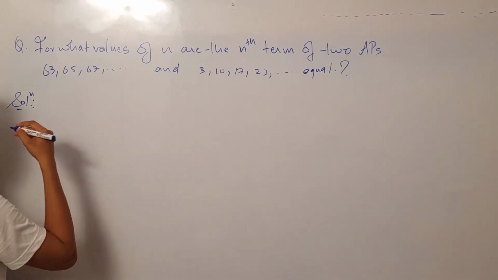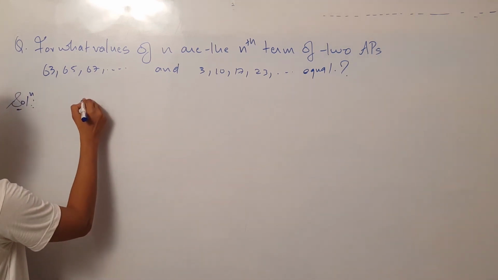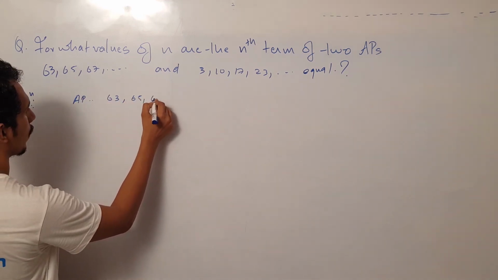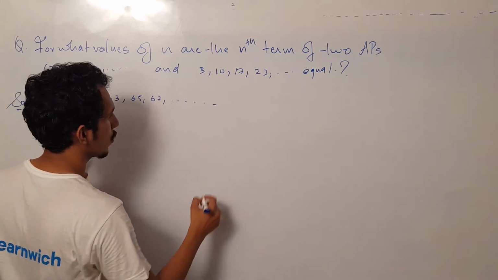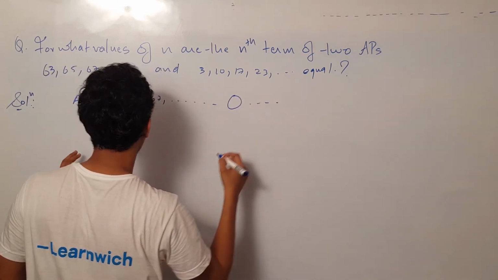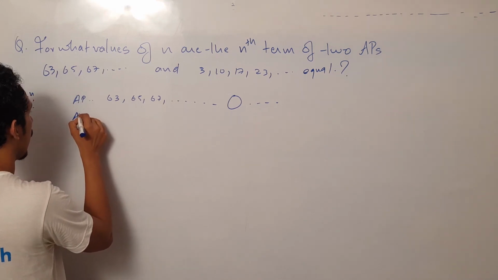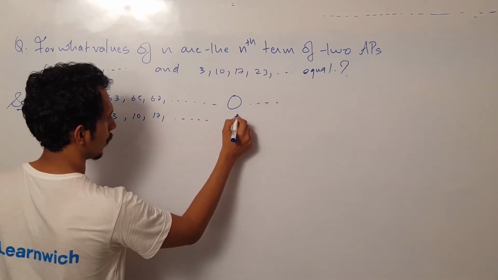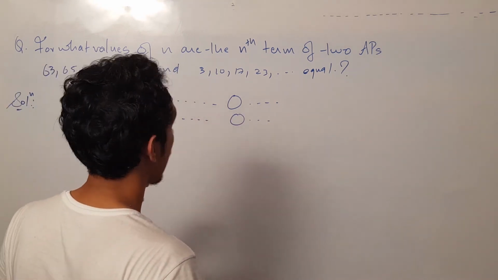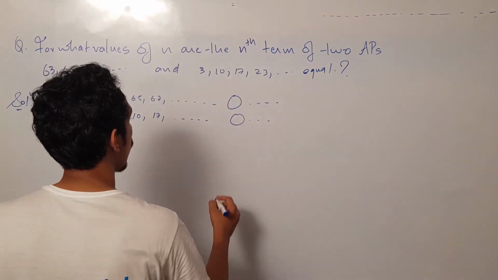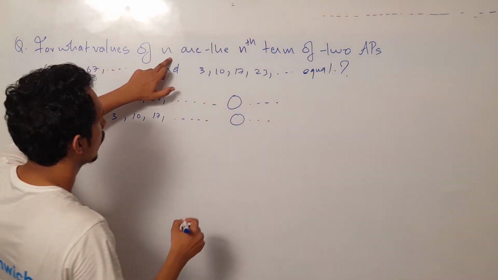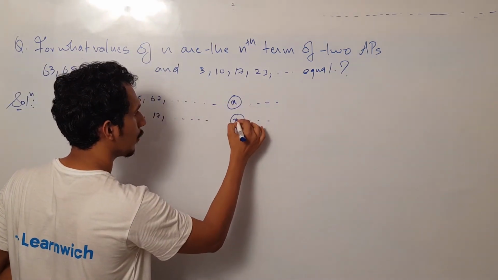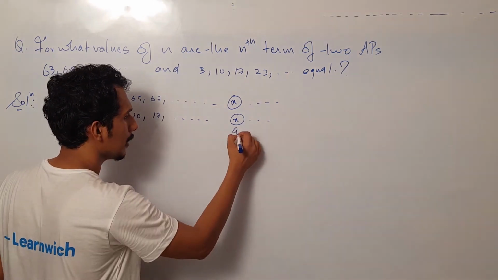There's nothing to be worried too much about. The first AP says 63, 65, 67, etc. and the second AP says 3, 10, 17, etc. I have to find out at what value of n the nth terms of the two APs are equal. The value that is here and the value that is here are both the same. So let this be the nth term.